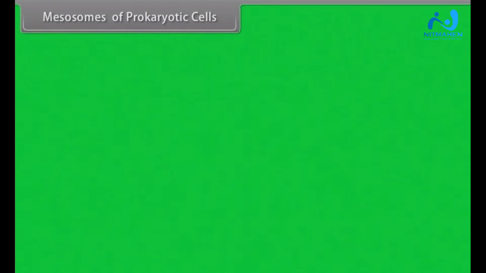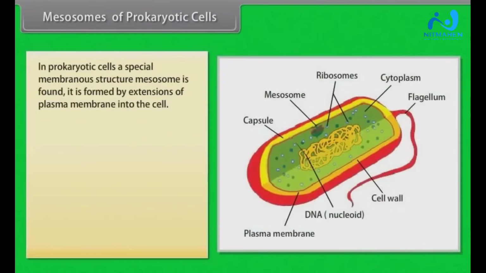Mesosomes of prokaryotic cells. In prokaryotic cells, a special membranous structure, the mesosome, is found. It is formed by extensions of the plasma membrane into the cell. The mesosomes help in respiration and secretion processes.